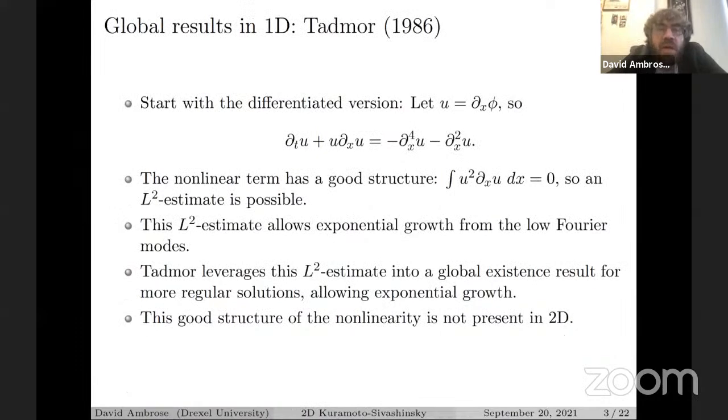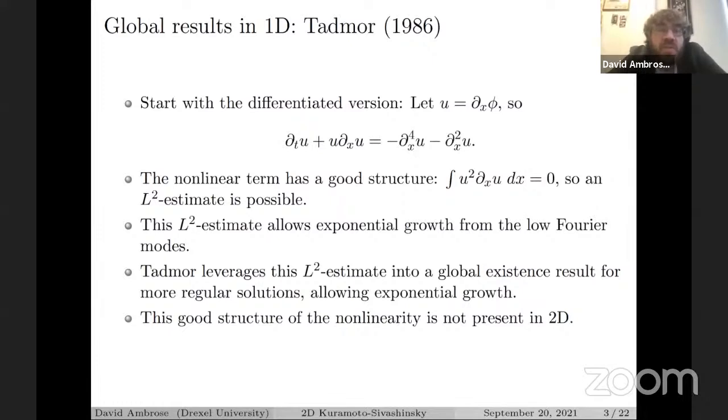Okay, so I said in 1D, there are a lot of global results. I'll talk about a couple of them. One is the global existence theorem of Tadmor from 1986 in SIAM Journal of Math Analysis. So I said that the 1D nonlinear term has favorable structure, and you can see it here.